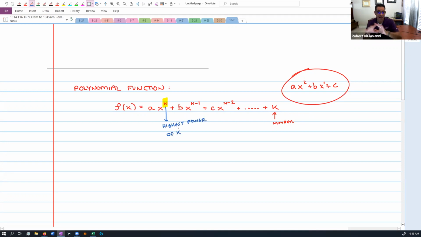That we see. So the highest power of x that you see in there is called the degree of the polynomial. And the number in front of it, just the number in front, is called the leading coefficient.